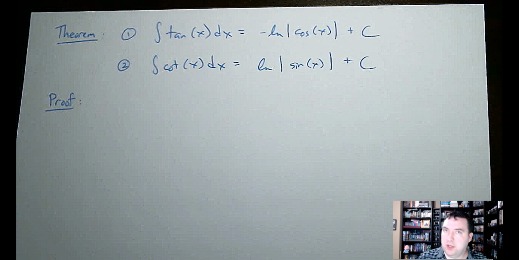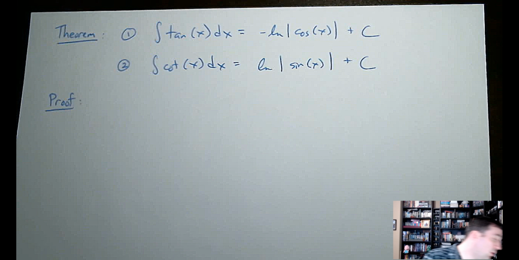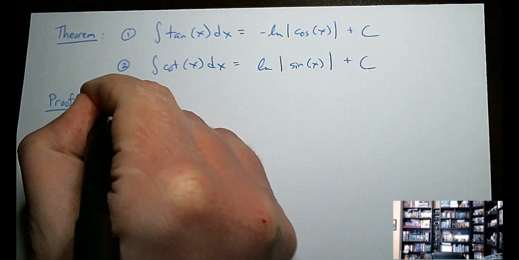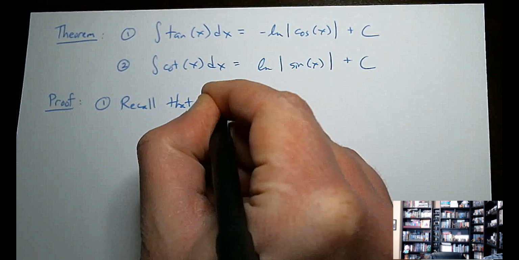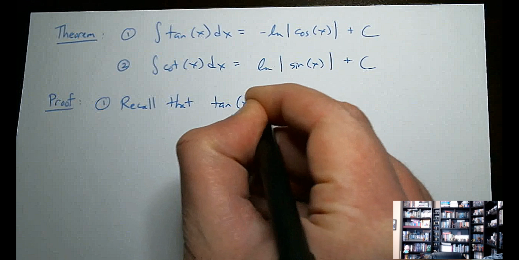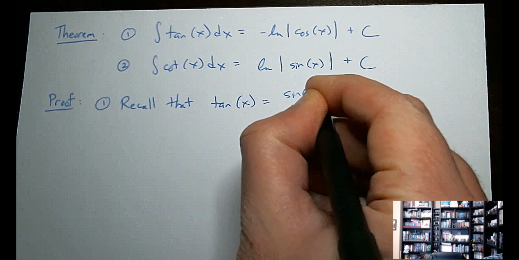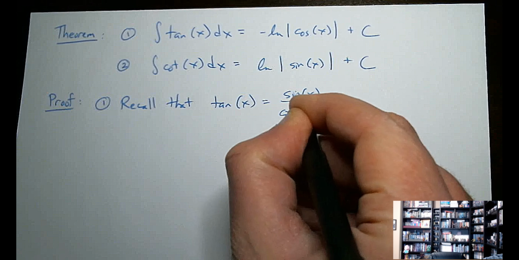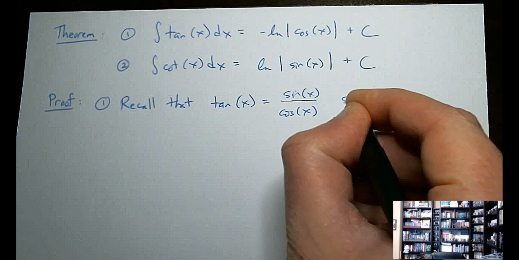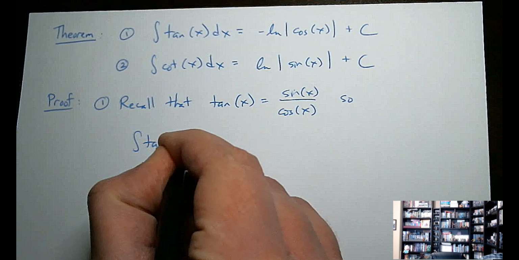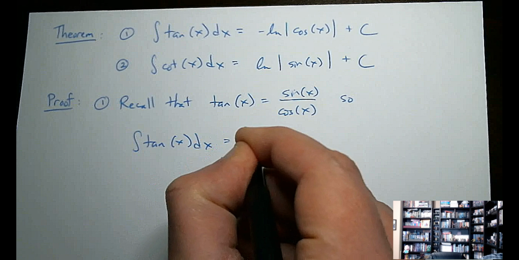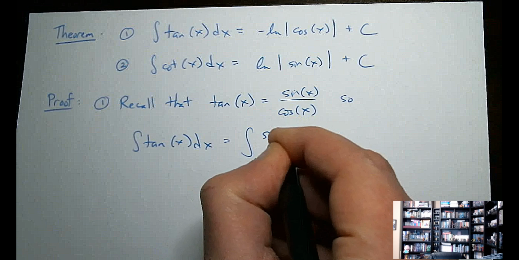And the way we can make u-substitution apply here is by remembering that tangent is sine over cosine. So, of course, that means that the integral that we're interested in here, the integral of tan x, is the integral of sine over cosine.